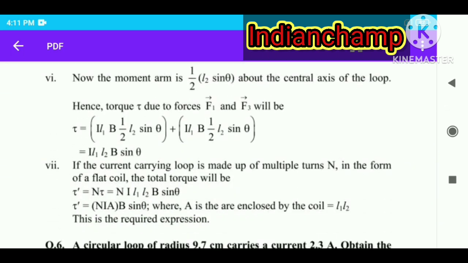Six. Now the moment arm is 1/2 L2 sin theta about the central axis of the loop. Hence the torque tau due to forces F1 bar and F3 bar will be tau is equal to (I L1 B times 1/2 L2 sin theta) plus (I L1 B times 1/2 L2 sin theta), which is equal to I L1 L2 B sin theta.